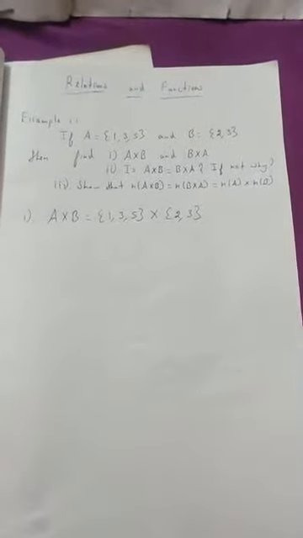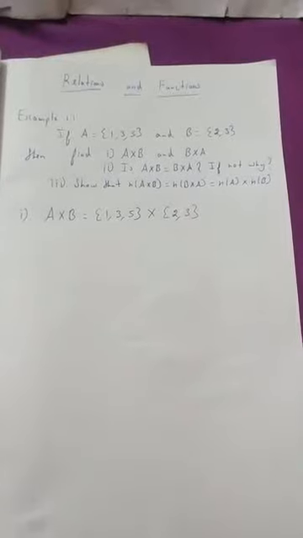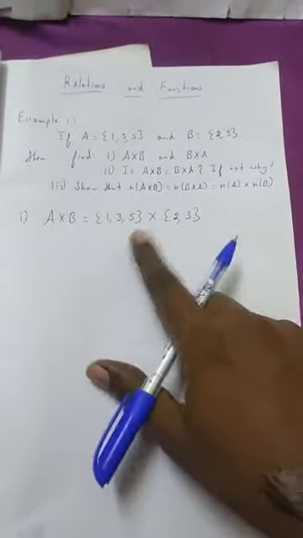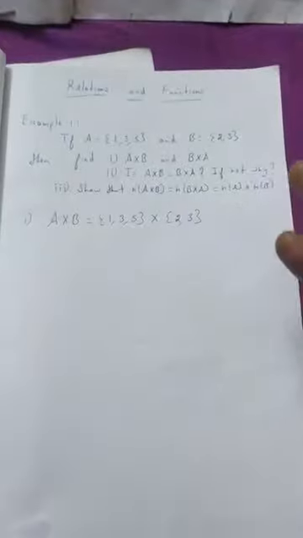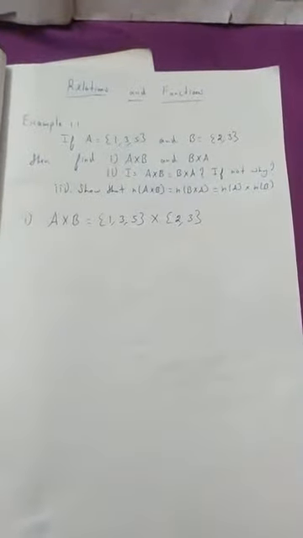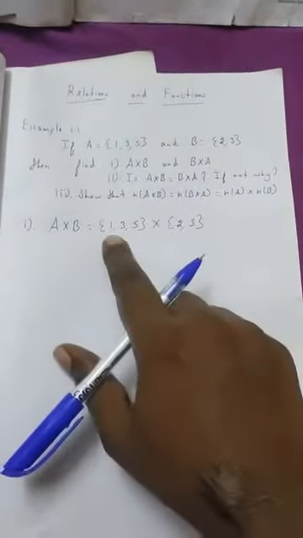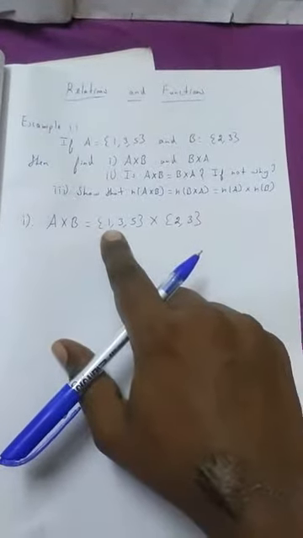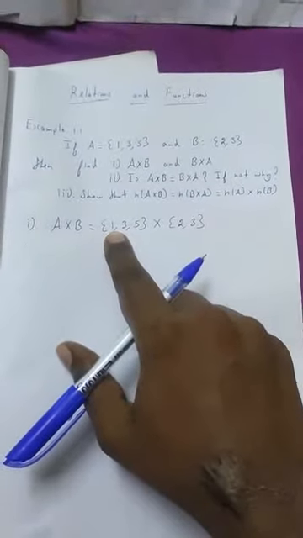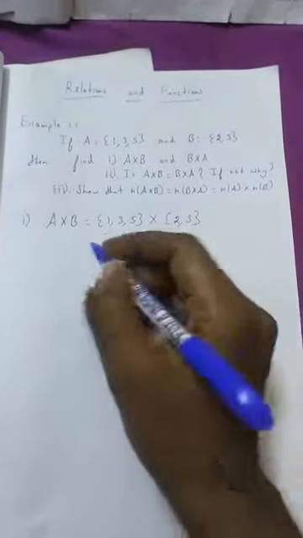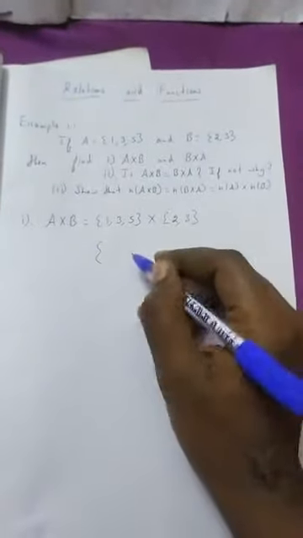Now how to find the Cartesian product? As I told you earlier, Cartesian product is nothing but the possible ordered pairs we can obtain from the given two sets. So how many possible ordered pairs can we obtain from these two sets? An ordered pair is nothing but a set of two numbers in a specific order, right? So step 1, we have to take the first number of set A, and we have to take the first number of set B.